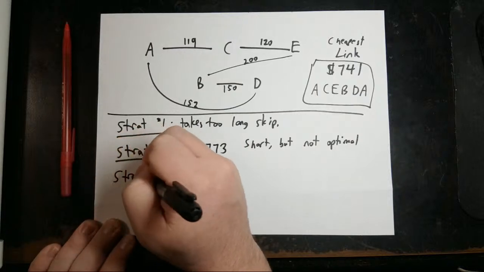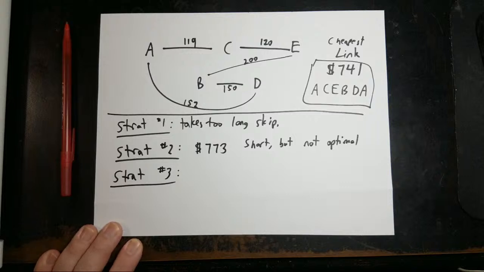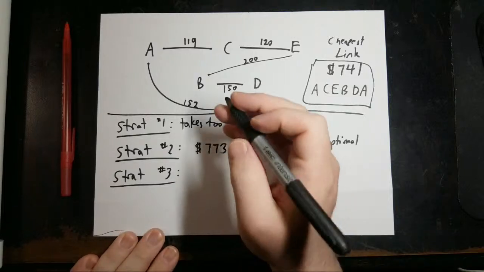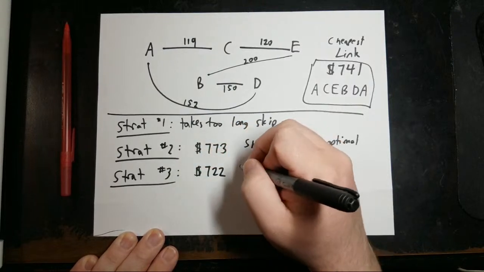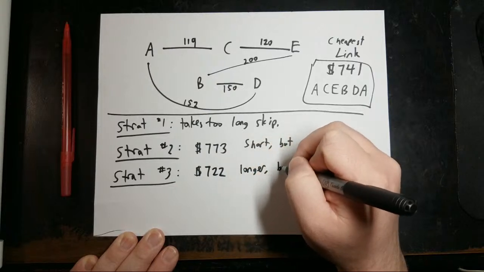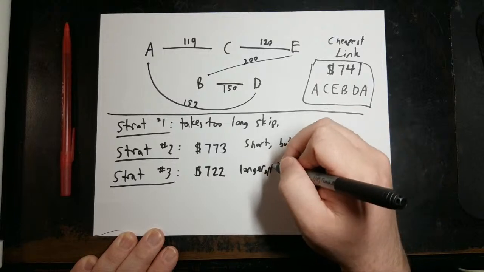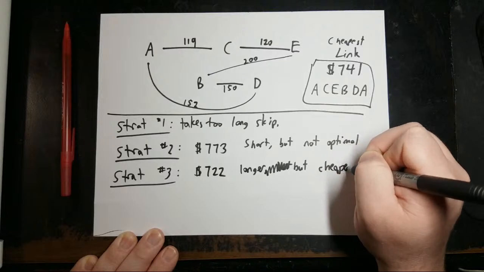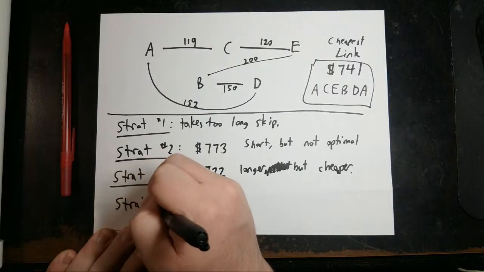We did strat number 3, which was repetitive nearest neighbor, where we listed out all 5 of them. And Kyle, this was the one that you were talking about. This took a lot of math. Yeah, it did. But it got us a path of $722. It was longer but cheaper. Pro and con to the situation. That was repetitive nearest neighbor.